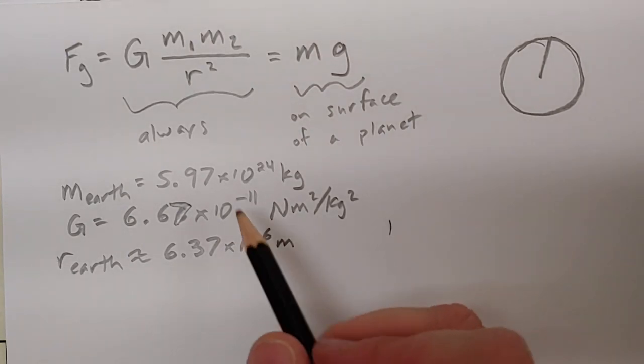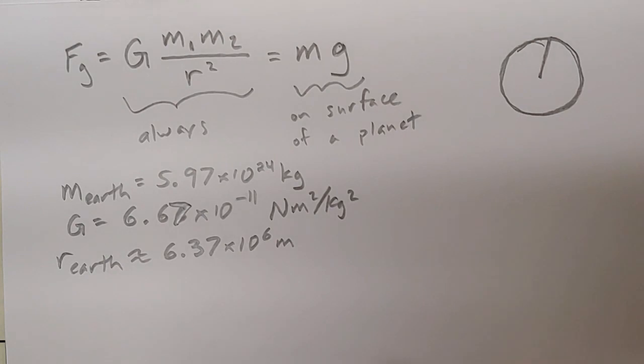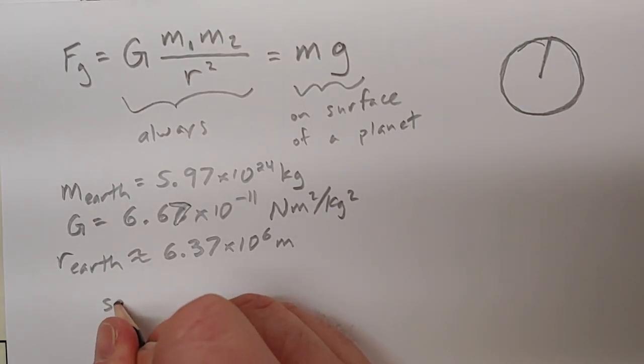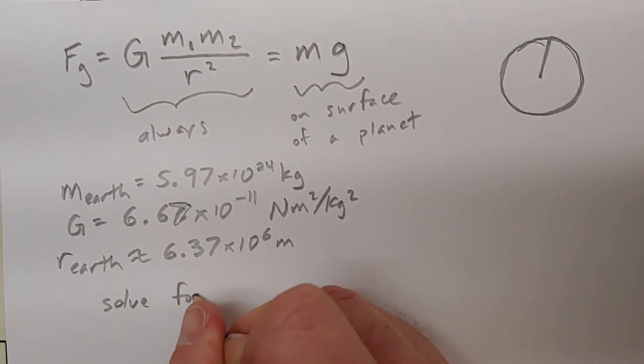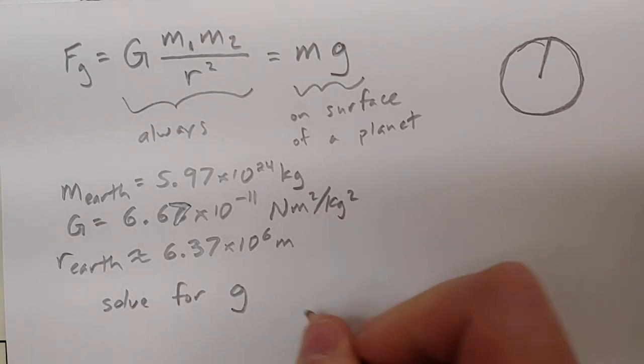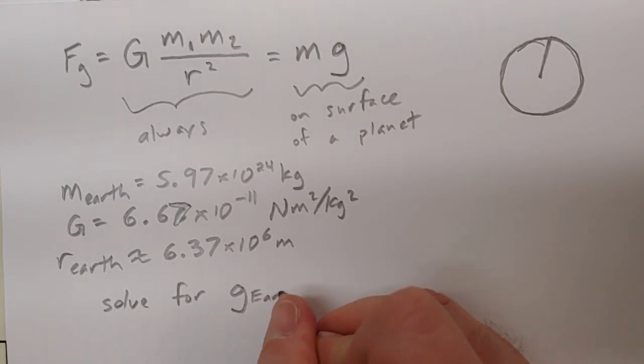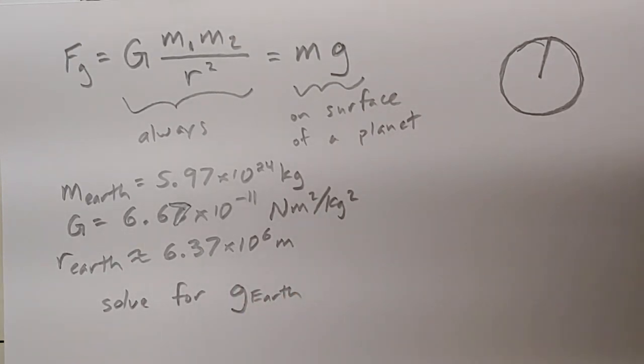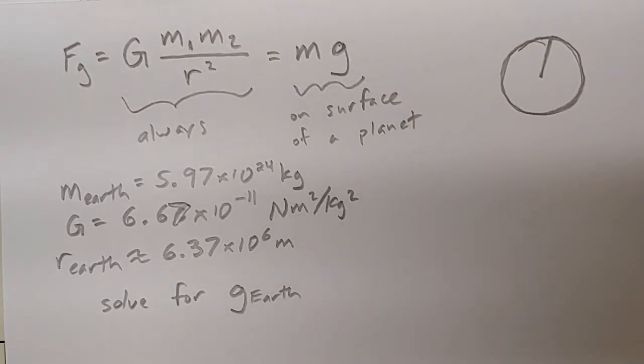Using this information, I would like you to solve for little g for the Earth, which of course we know should be 9.8 meters per second squared. And so I would like you to actually punch these numbers in and verify that that works out. I will give you a moment to pause the video and go ahead and try to do that, and then you can unpause when you are ready to check your work.